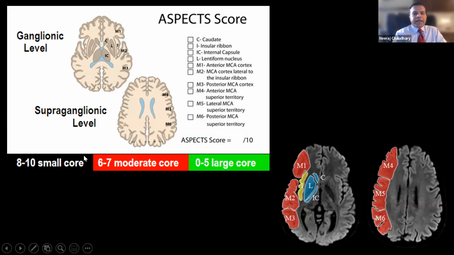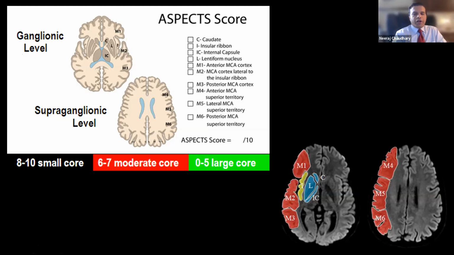But it is very well established, and I'll touch upon the evidence that is there, that if the score is above 7, 8 to 10, which means that maybe just 2 or 3 areas in the ganglionic region or in the supraganglionic regions are affected. So you subtract from a score of 10 where you see gray-white differentiation loss. As we saw on the CT just now, the score there would definitely be above 7.